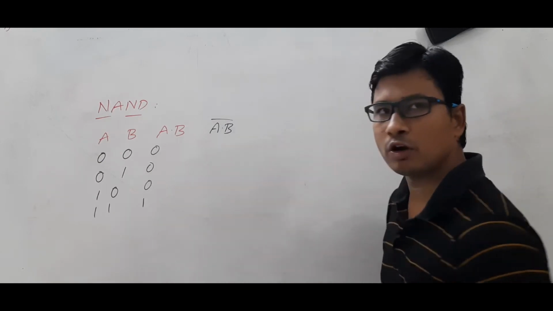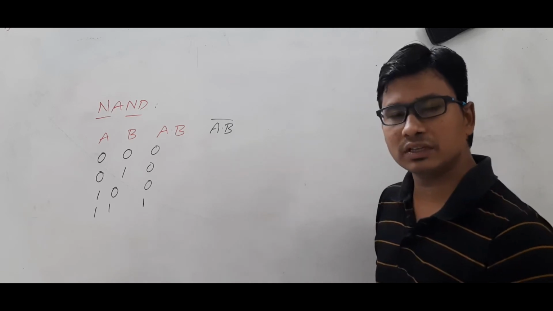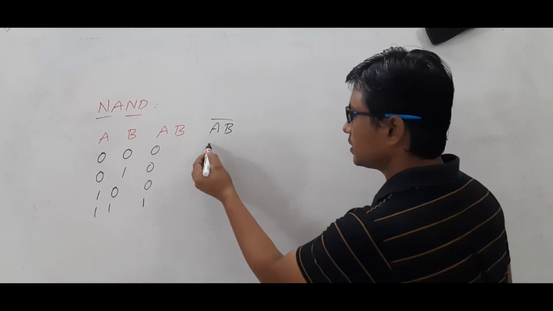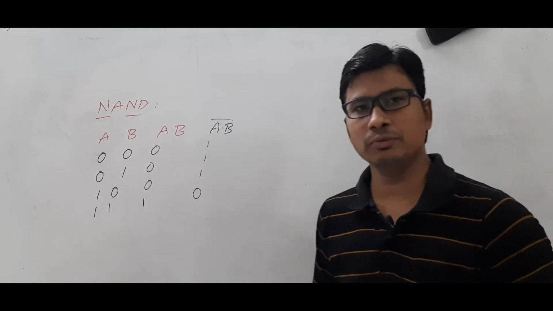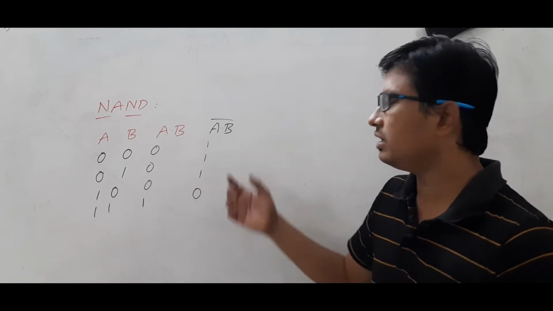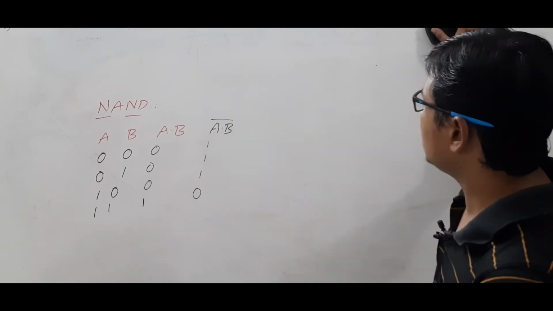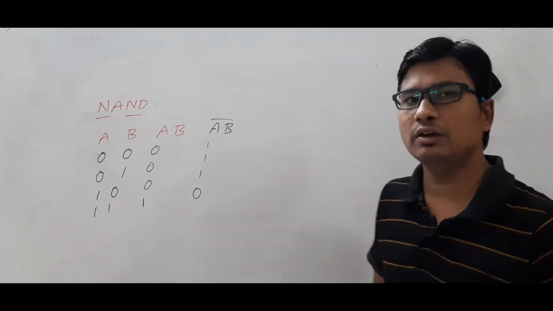So what is meant by complement? Whenever 0 is there, you make it a 1. Whenever there is a 1, you make it a 0. So you will get three 1s and a 0. Are you able to understand it or not? So this is the NAND function or NAND gate output. Now we need to verify which properties it satisfies.